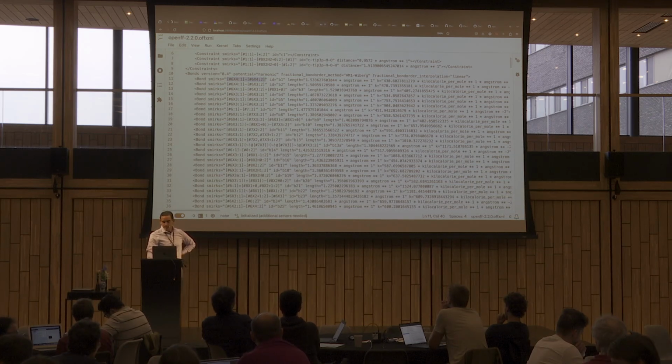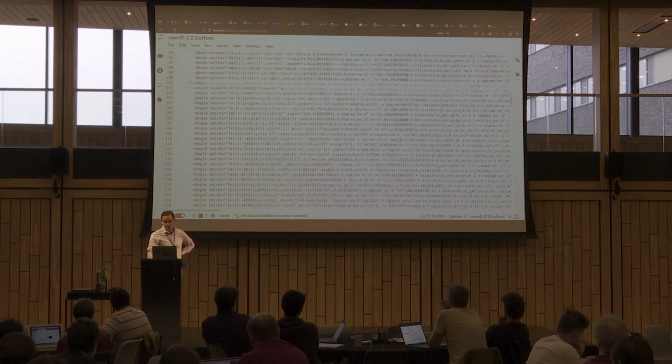Anyway, with each of these, we have physics parameters associated. So we say, here's the length and the k. For those who aren't familiar with molecular mechanics, we treat these like little springs with a natural length and a relaxation constant, or a spring constant.